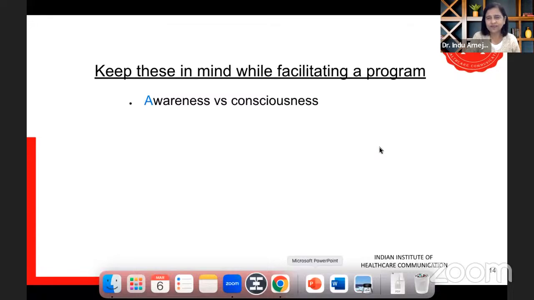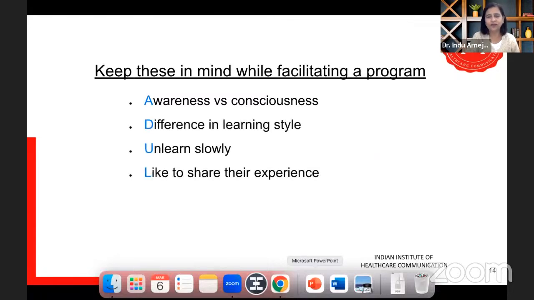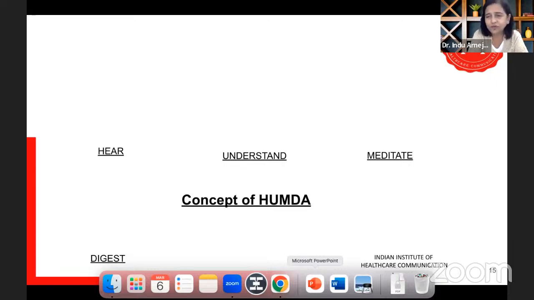So ADULT is an acronym we are using to help understand how adults are different from others. They are aware, but consciousness comes slowly. They all learn differently, so we have to make sure that we engage them. They unlearn slowly, so we have to have patience. They like to share their experience, so we have to create opportunities to share it. And of course, they take time to change. We need patience to give them time to accept what we are saying. What will help us here is the concept called HUMDA. If you understand HUMDA, you will have more patience to let them start applying.